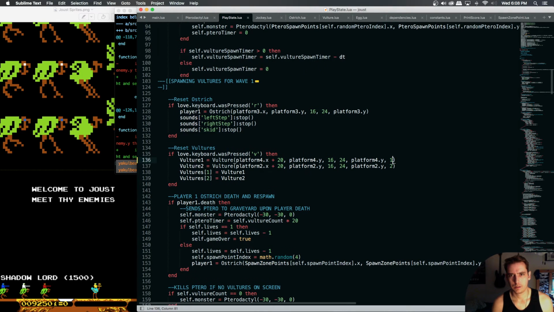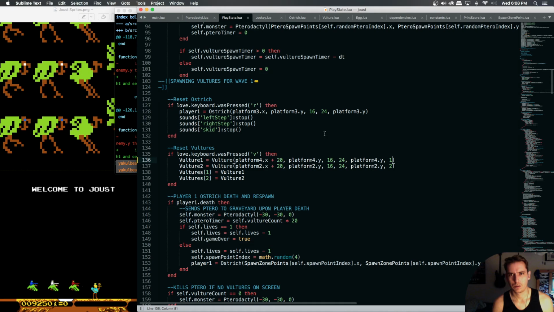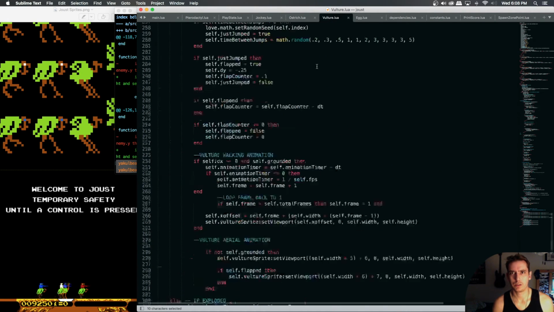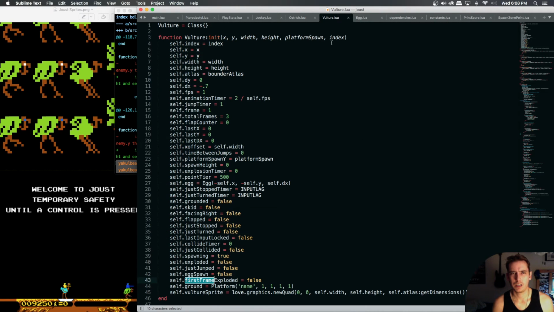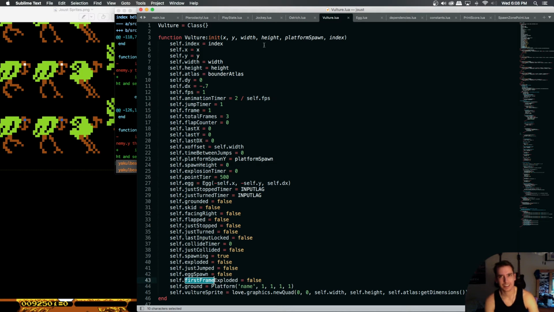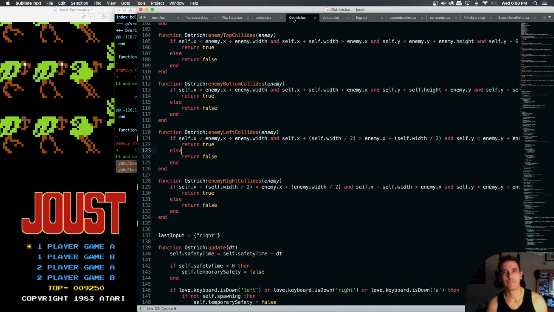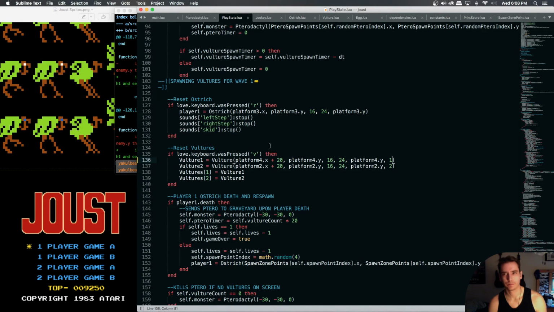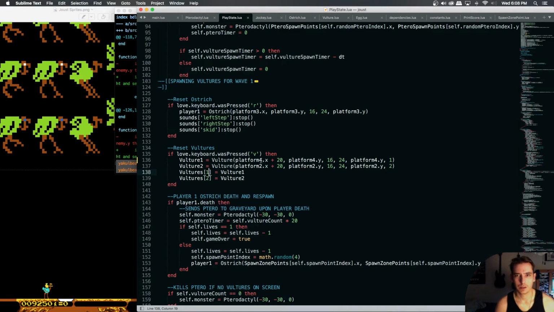What is this? What is the vulture? 1, 2, 3, 4, 5, 6. What is the vulture 6 argument? An index. What index? Index, self.index. Index in our vulture table. So our vulture 1 gets overwritten with our vulture 1 instantiation.